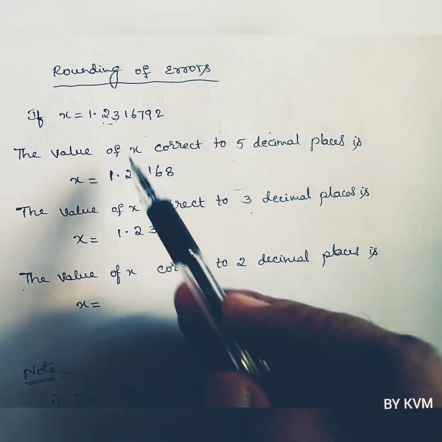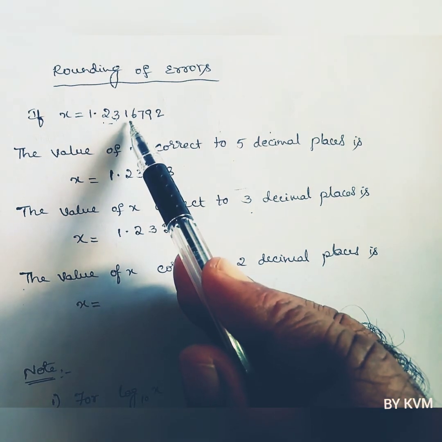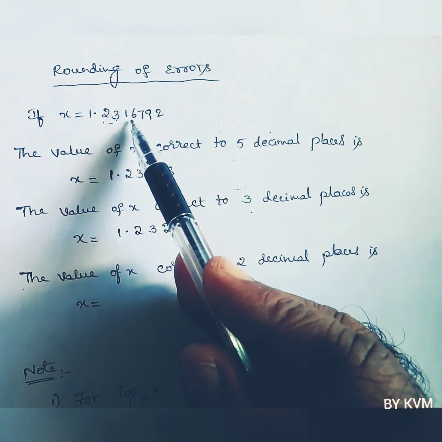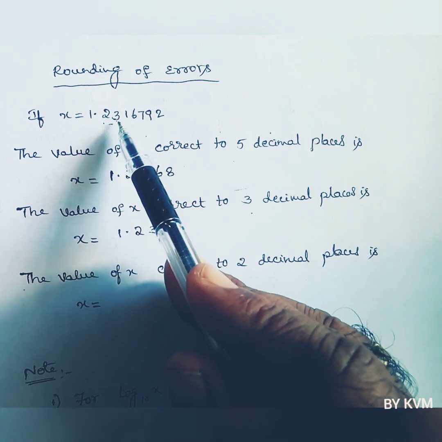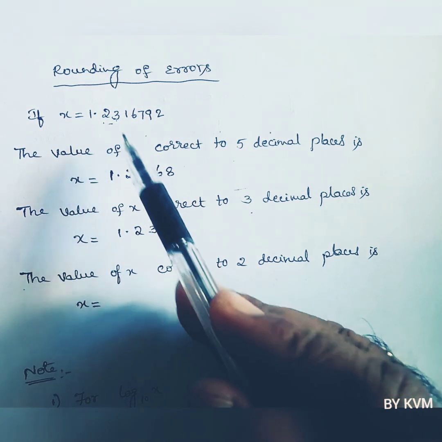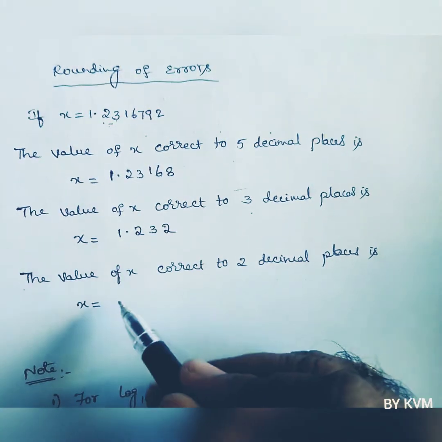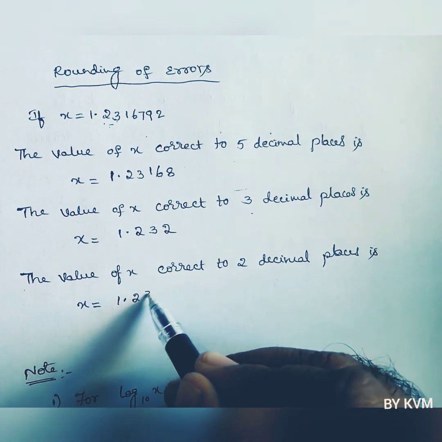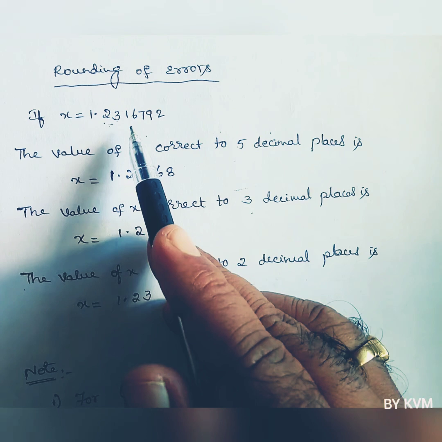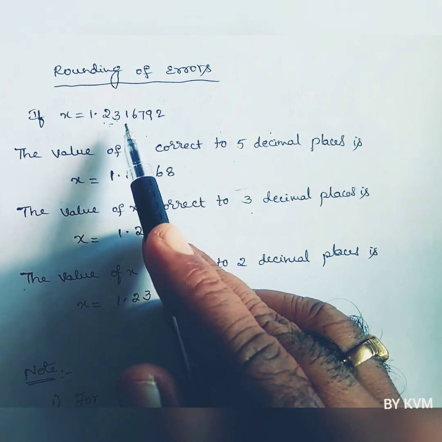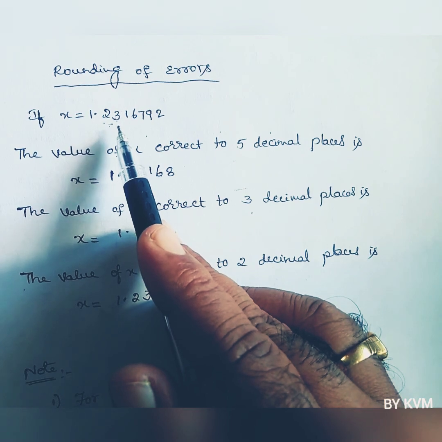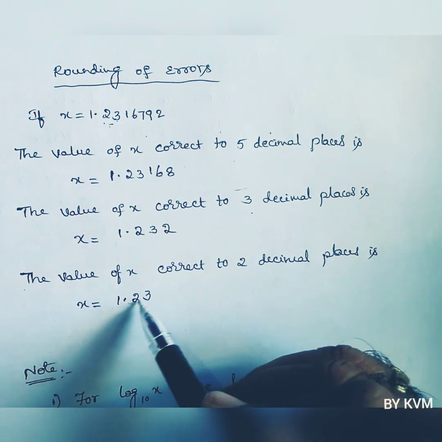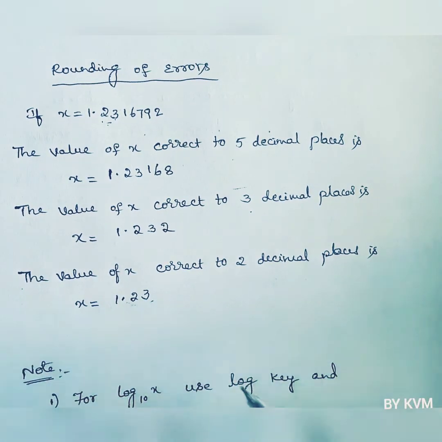Now similarly, if you want to keep x to 2 decimal places, you have to see the third place. In the third place there is 1, and 1 is less than 5. So there is no need to add 1 to the existing number in the second place; you write it as it is. So x equals 1.23.